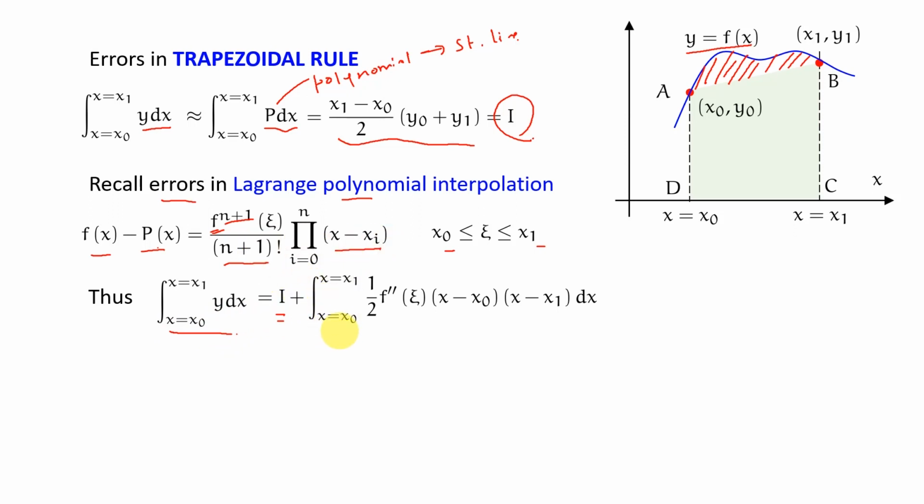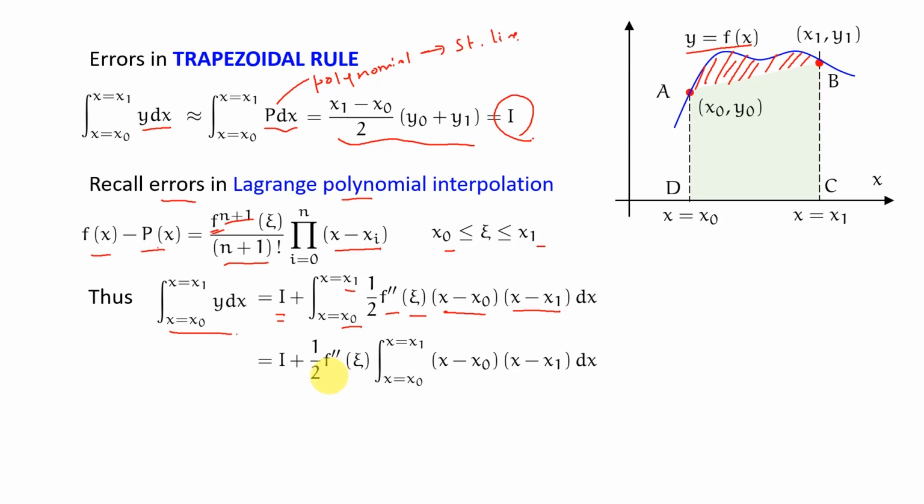When I integrate the error term, this is a definite integral from x0 to x1. n is 1 here, therefore this (n+1) factorial will be 2, so I have a 1 by 2 here. Since n+1 is 2, I have f double prime at a certain point xi, and I want to take this point such that this f double prime xi is the maximum value in that interval, and then the product (x - xi) is (x - x0)(x - x1), integral of this entire term dx.